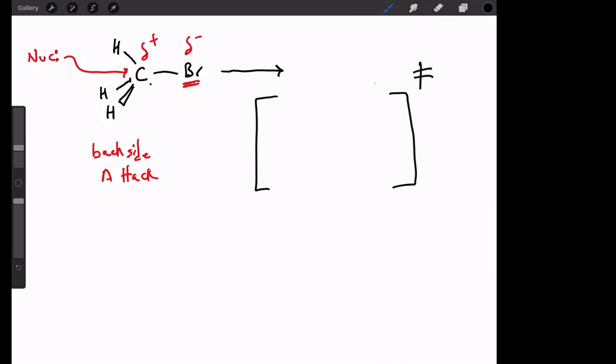Remember that we symbolize transition states with a double dagger. And so what I want to do actually is draw a picture of the transition state. Well, what's involved with the transition state? I've got this carbon, and the hydrogens on the carbon are not changing position. Or in other words, those bonds don't break.